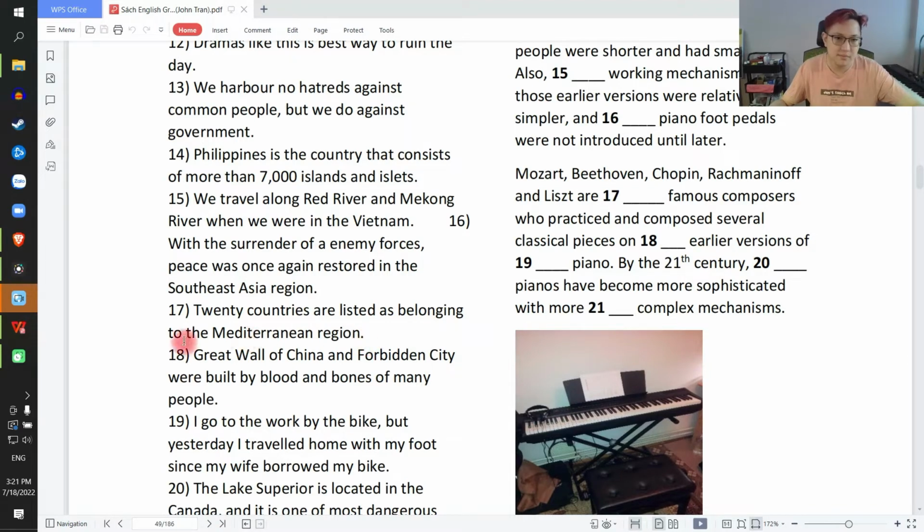The region. Cái vùng nào, cái vùng cụ thể nào. So what region in particular? It's the Mediterranean region. Vùng cụ thể phải có the, mạo từ xác định the. You need an article, definite article, the in here, because you want to talk particularly about what region. It's the Mediterranean region. And here, 20 countries is in plural form already. There's no need for any articles.